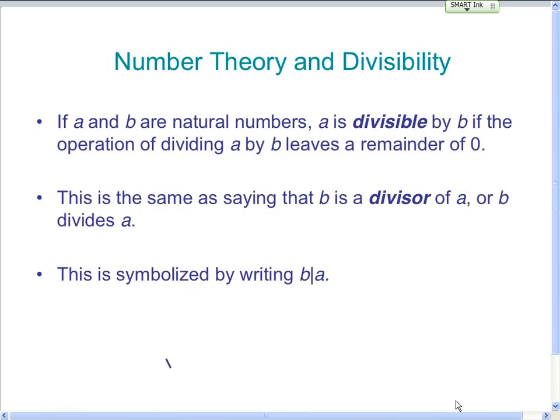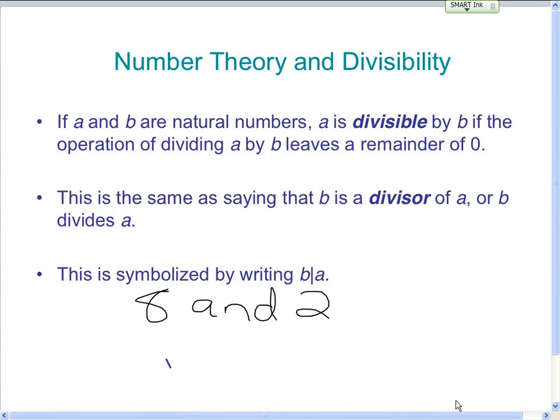If A and B are natural numbers, A is divisible by B if the operation of dividing A by B leaves a remainder of 0. So, in other words, let's say, for example, I want to look at the numbers 8 and 2. So does 2 go into 8 evenly with a remainder of 0? Yes. 2 goes into 8 4 times. So we would say that 8 is divisible by 2.